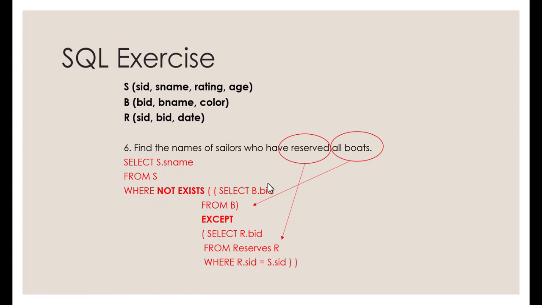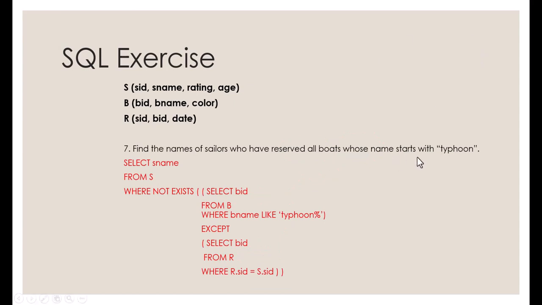Number 7 was the same, except we have the name condition where the name starts with Typhoon. So we're adding the name condition in this first subquery: select bid from B where the boat name is like 'Typhoon%', meaning it starts with Typhoon and may or may not have anything following that, because the percent sign can stand for anywhere from 0 to many characters. So this will return the list of all of the boats that start with Typhoon, and if the sailor has reserved all of those boats, then this will return empty, which satisfies not exists. So then their name will be returned.